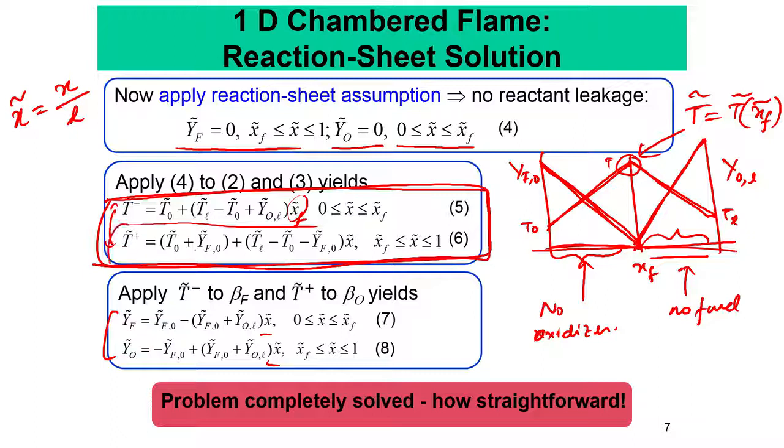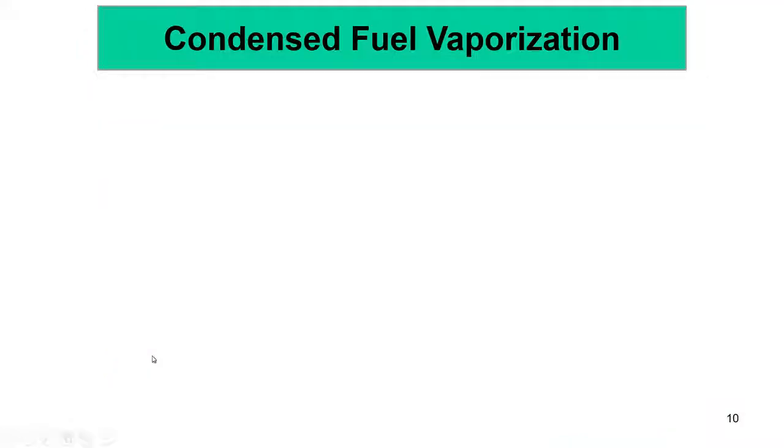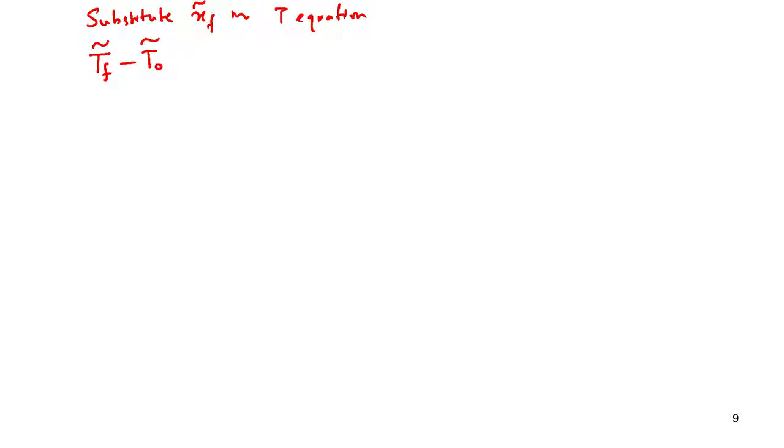Similarly, if you substitute xf here, and then the similar things, and then if you substitute the other values of this yf, y0, etc., what you will get finally is this form, that is (Tf tilde minus T0 tilde) divided by yf0 tilde plus (Tf tilde minus T0 tilde) divided by y0L tilde is equal to 1.